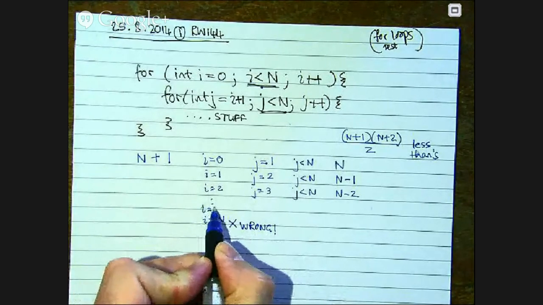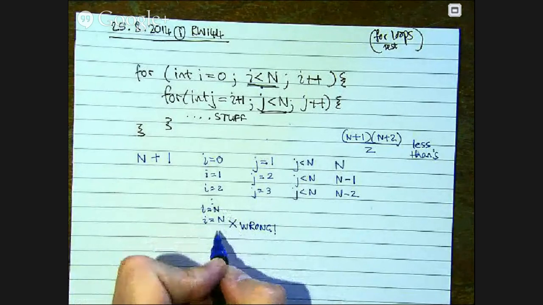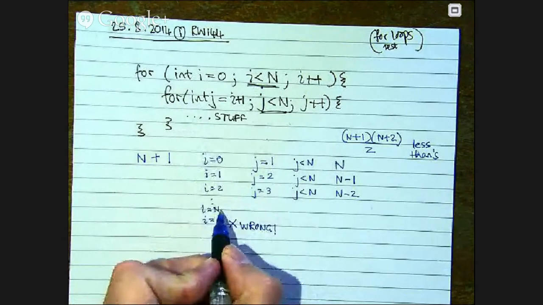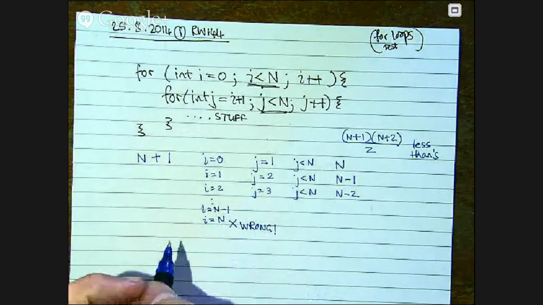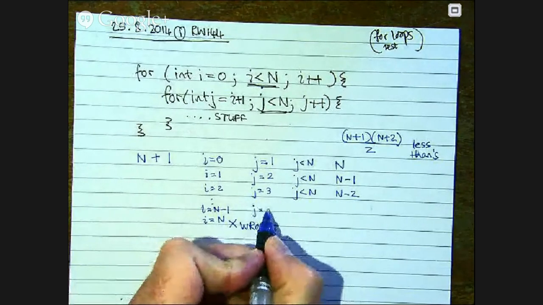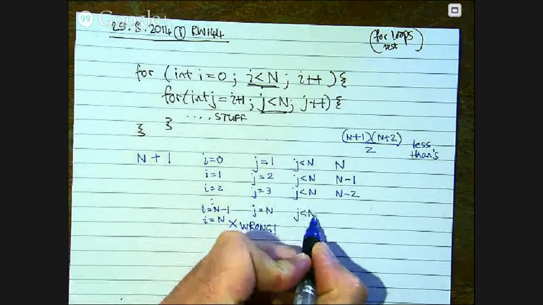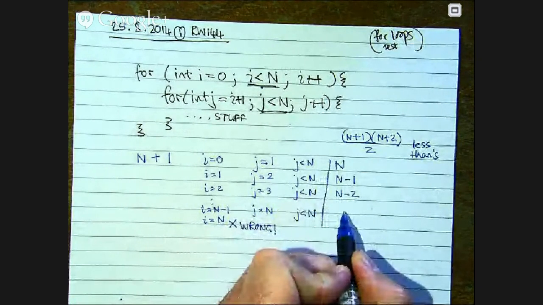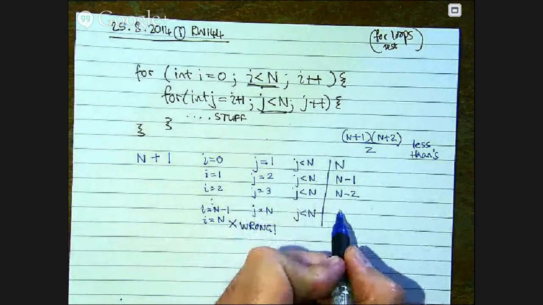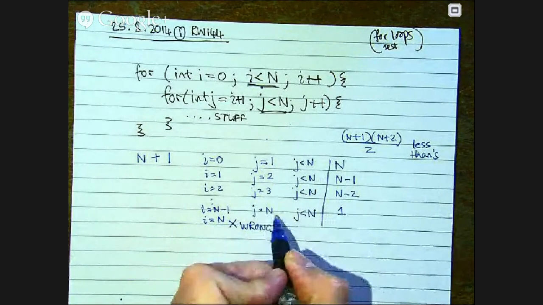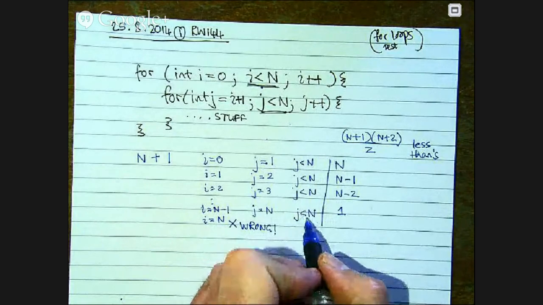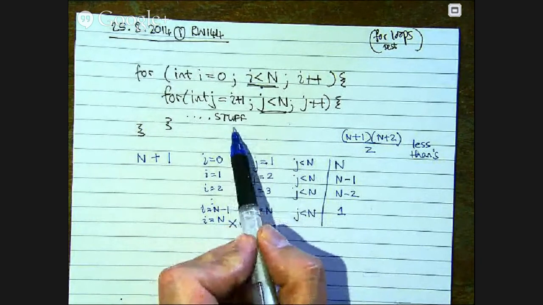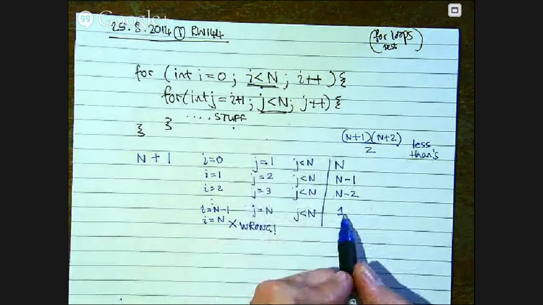I will never be, well, I will be n, but that will be false and we won't go into the body, so J won't be anything. But if I is that, then J will start at n, J less than n. How many comparisons, Josh? 1 or 0? Okay, 1. Because J becomes n, we check is J less than n, so we do the comparison, we see it's false, and we never even execute stuff. So 1 comparison there.